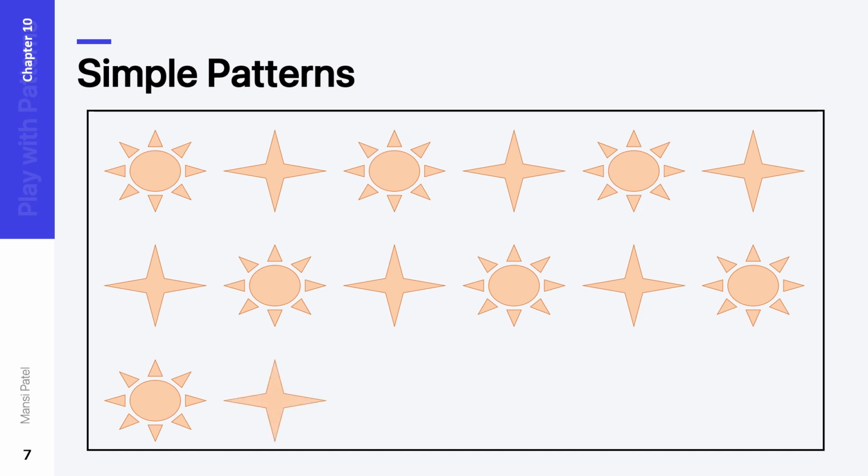Sun, star, again sun, star, again sun and star. So this type of pattern you can see in different types of cloth in different places. Let us discuss the next pattern.